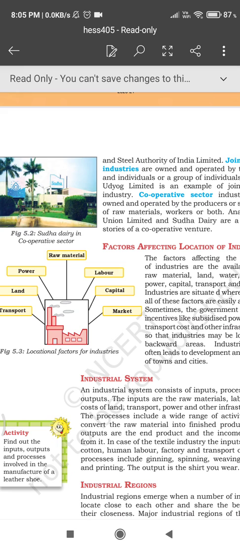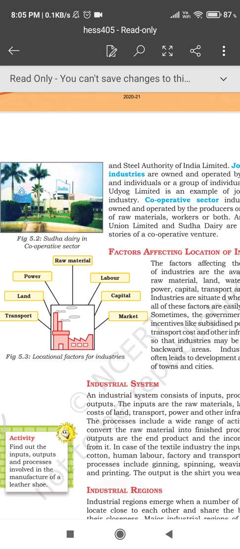Then next is power. Power is required to manufacture anything or to run machines. Raw material is also needed. It should be available in nearby areas and at cheap rates. Labor, skilled and unskilled labor must be available. Capital means money required to establish all the factors. Bank facilities and all machines etc.